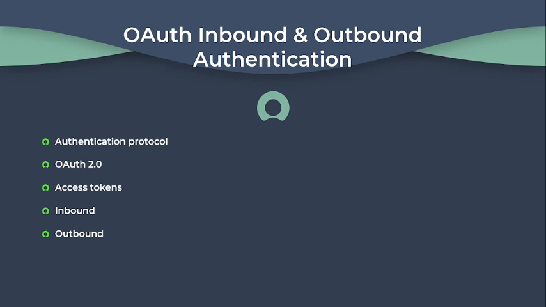Instead of using the resource owner's credentials to access protected resources, a client obtains an access token. Access tokens are issued to third-party clients with the user's approval. The client then uses the access token to access the protected resources.